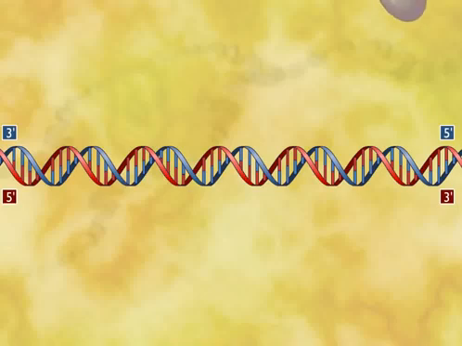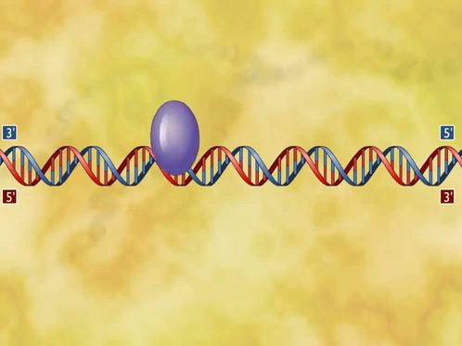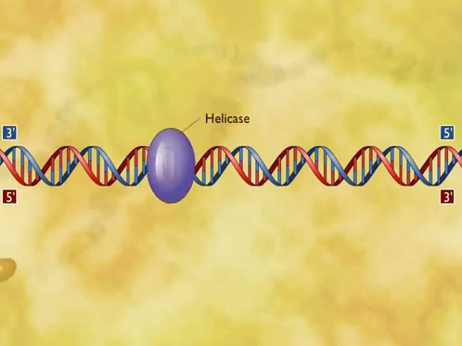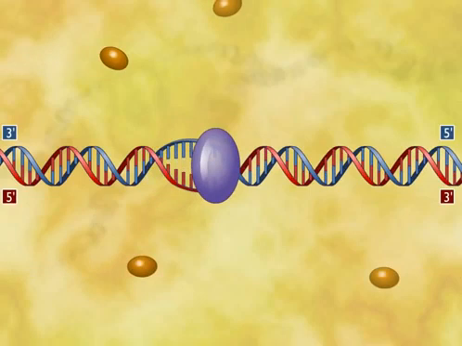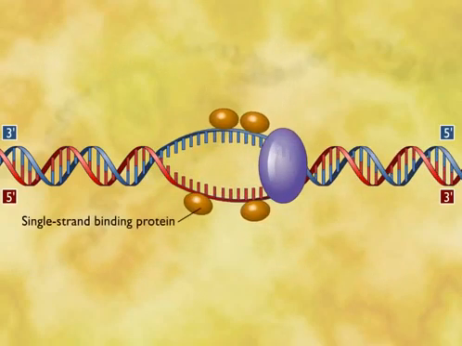The replication of DNA begins at a sequence of nucleotides called the origin of replication. Helicase unwinds the double-stranded DNA helix, and single-strand binding proteins react with the single-stranded regions of the DNA and stabilize it.